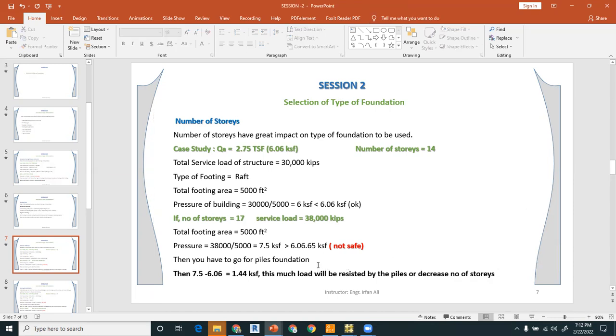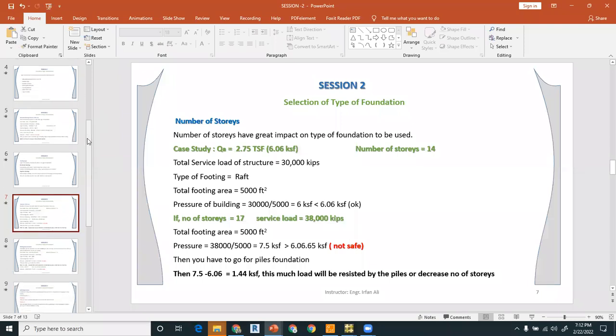It means that if you suggest to the client that you cannot build 17 stories on this raft, you must go for the piles. And if he says that no, I'm not interested in the piles, then the next option is that you have to ask them to decrease the number of stories, so it can be easily resisted using the raft foundation, right? So this is how you will compare the bearing capacity with the demand coming from the superstructure.